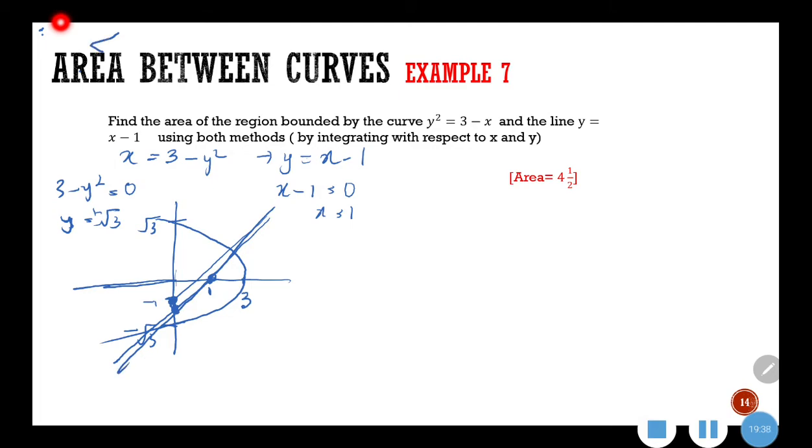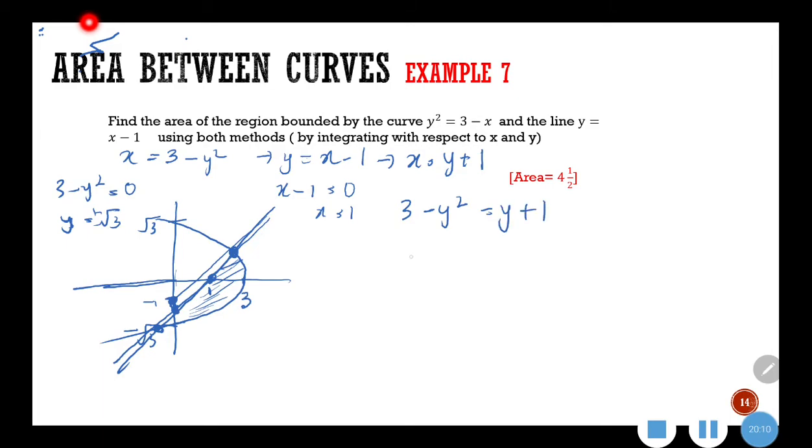In this case, the area will be this area, right? Okay, the area will be that area. So you need to find the intersection point here and this one. So how are we going to find the intersection point? Here x equals y plus 1, and we have 3 minus y squared. So here 3 minus y squared equals y plus 1.